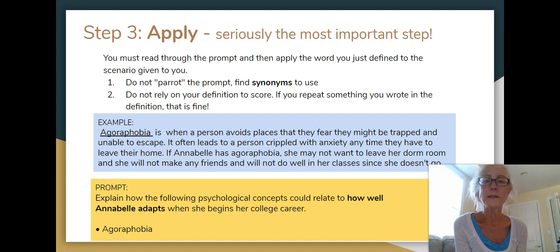Agoraphobia is when a person avoids places that they fear they might be trapped and unable to escape. It often leads a person crippled with anxiety anytime they have to leave their home. If Annabelle has agoraphobia, she may not want to leave her dorm, and she will not make any friends and will not do well in her classes since she doesn't go. That's perfect. The person explained that Annabelle did not adapt well when going to college, and they didn't use the word adapt. They gave an example of what it would look like if you did not adapt well as a result of being unable to leave your dorm room.